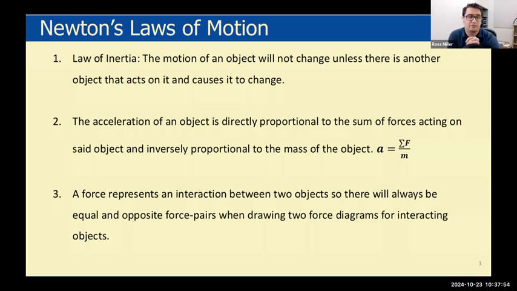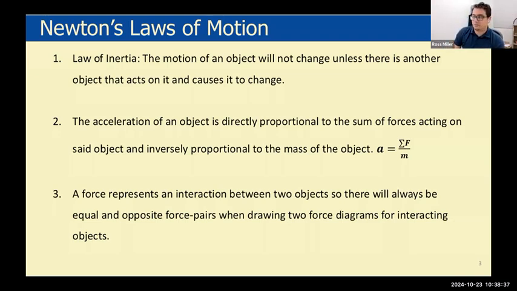The third law is that a force represents an interaction between two objects. So there will always be equal and opposite force pairs when drawing two force diagrams for interacting objects. Another way that is commonly said is: for every action, there's an equal and opposite reaction. Now, that makes it sound like there's a first and a second, but with forces, they interact. It's mutual. It's at the same time for the force. And then we have to analyze the accelerations or the lack of accelerations that come from that.